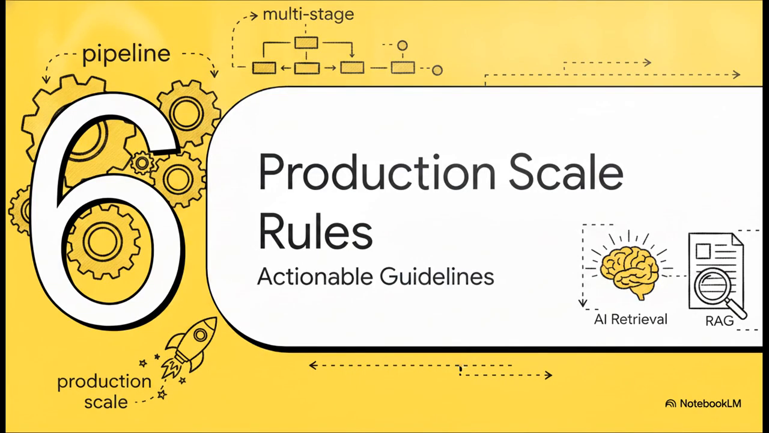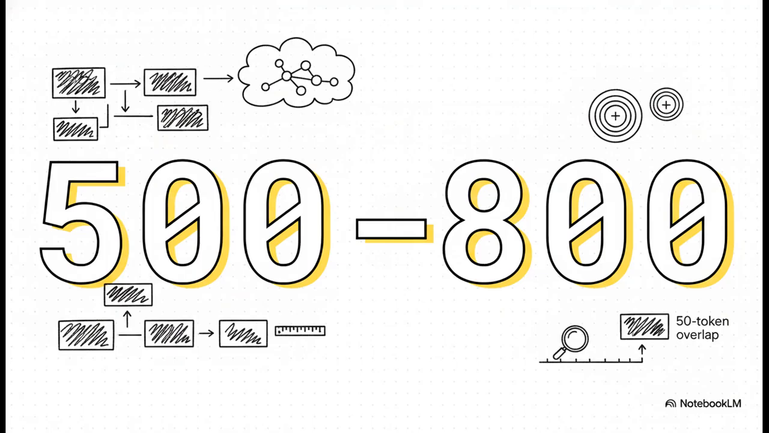Finally, Section 6. Rules for production scale. Let's get into some actionable rules. Rule number 1, your chunk size. You want to aim for 500 to 800 tokens with a 50-token overlap. That is the absolute ideal sweet spot for pros to preserve contextual continuity. If you use those massive 1,500-token defaults you see in a lot of basic tutorials, you're just going to drown your model in surrounding noise and totally dilute your semantic retrieval signal.